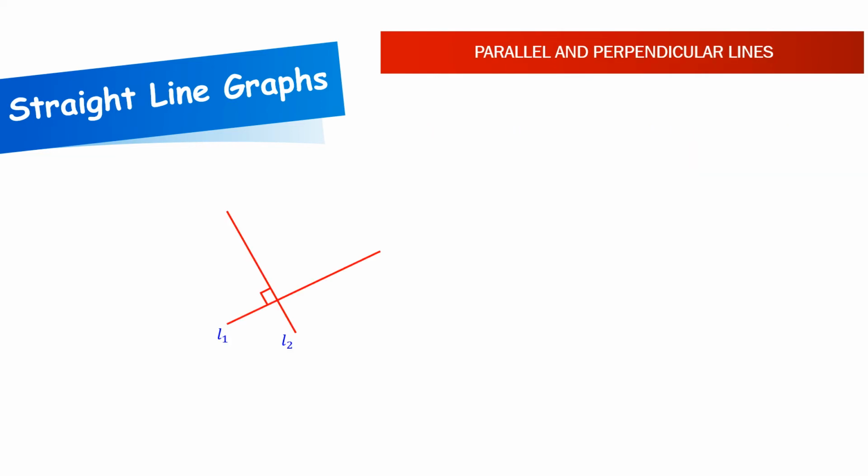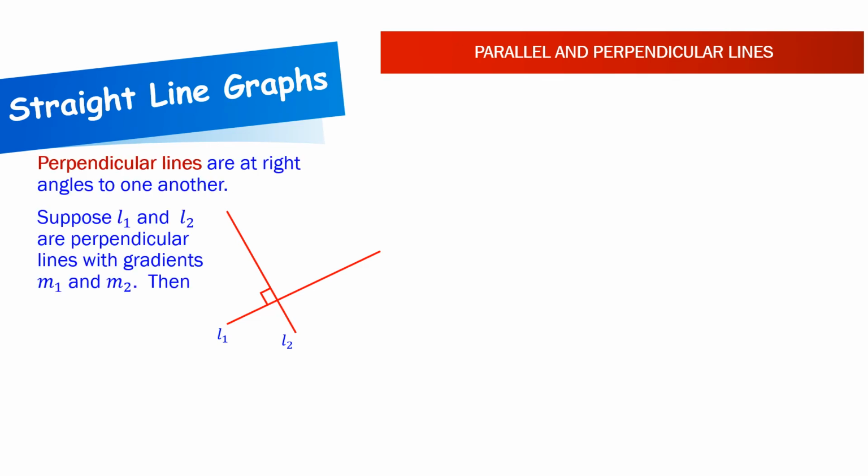We will now take a look at perpendicular lines. Perpendicular lines are at right angles to one another. Suppose L1 and L2 are perpendicular lines with gradients m1 and m2. Then m2 equals minus 1 over m1. And of course, m1 times m2 equals minus 1.